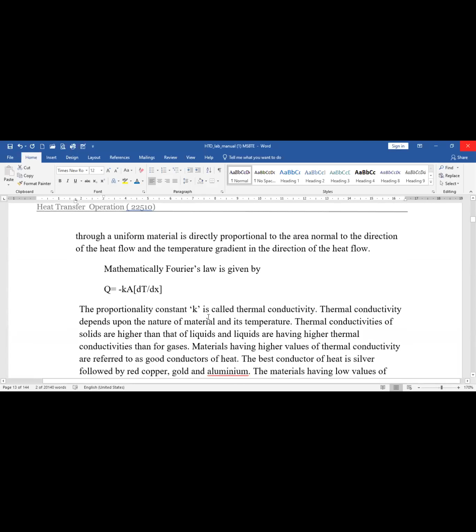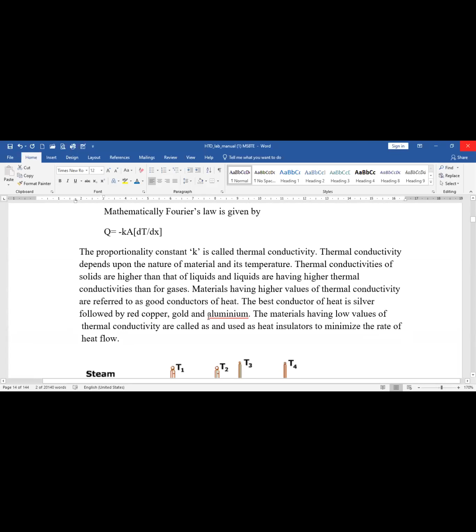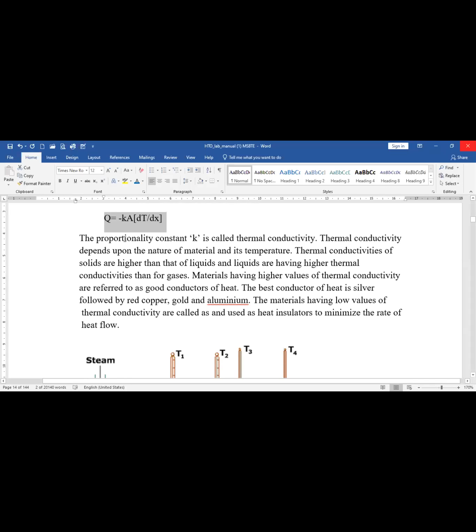I have already discussed what Fourier's law is. It is Q equal to minus K A dT by dx, where K is the thermal conductivity, A is the area of heat transfer in square meters, dT is the temperature difference in Kelvin, and dx is the thickness or path or distance of heat transfer in meters. Q is the rate of heat transfer in watts, that is joules per second.